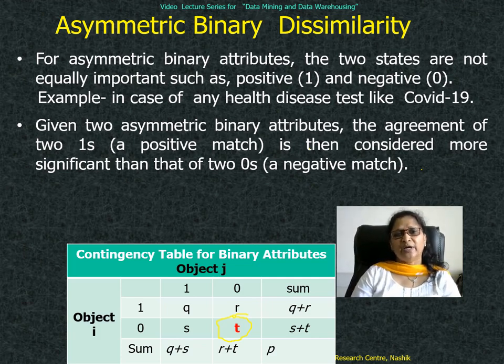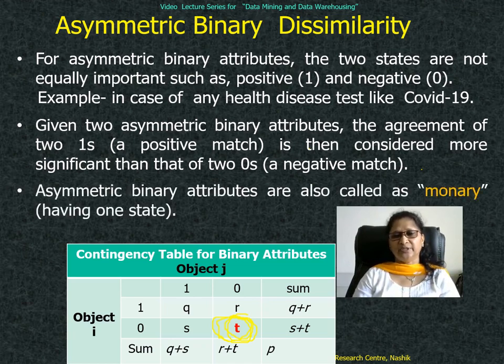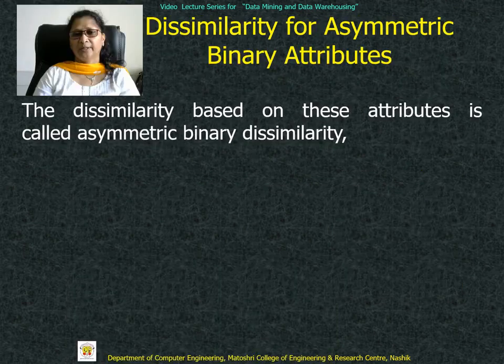This is why for asymmetric binary attribute, this T I have noted with a circle, a red color, that is having both the attribute values 0. And we have to note that in symmetric attribute, we were giving equal importance. So we were considering all the 4 attributes. But in asymmetric attribute, we are going to omit this T, which is both the values are having negative. This is why asymmetric binary attributes are also named as monary, because at a time we are considering only one important state out of 2.